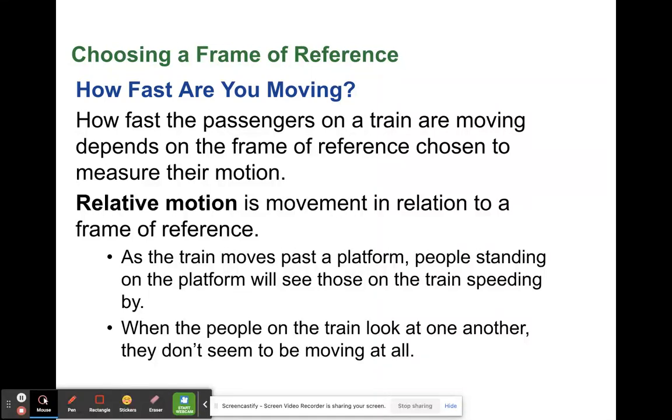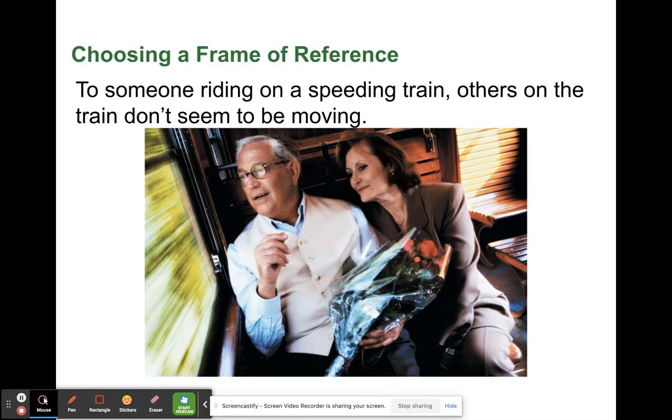As the train moves past the platform, people standing on the platform will see those on the train speeding by. When the people on the train look at each other, they don't seem to be moving at all. More importantly, those of you sitting at your desk, you think you're sitting still, but really the earth is rotating on its axis, and then it's orbiting the sun, and the galaxy is spinning, and the universe is expanding. So we're all moving. It just depends on our frame of reference.